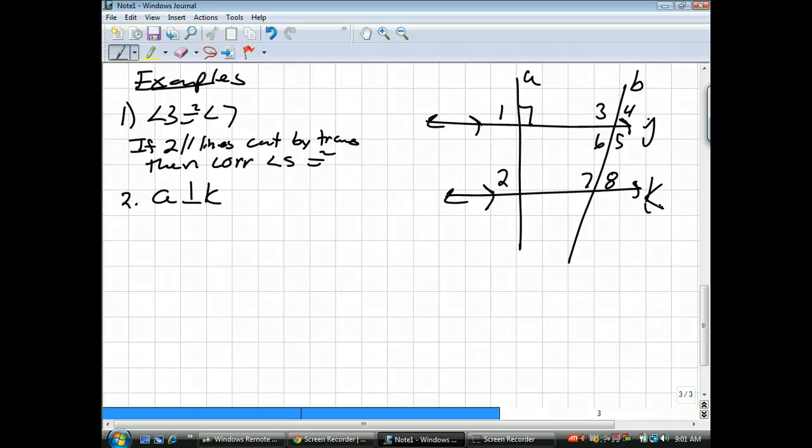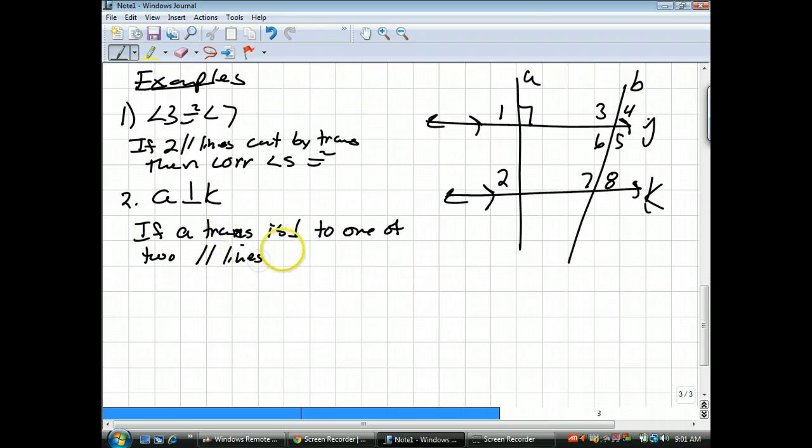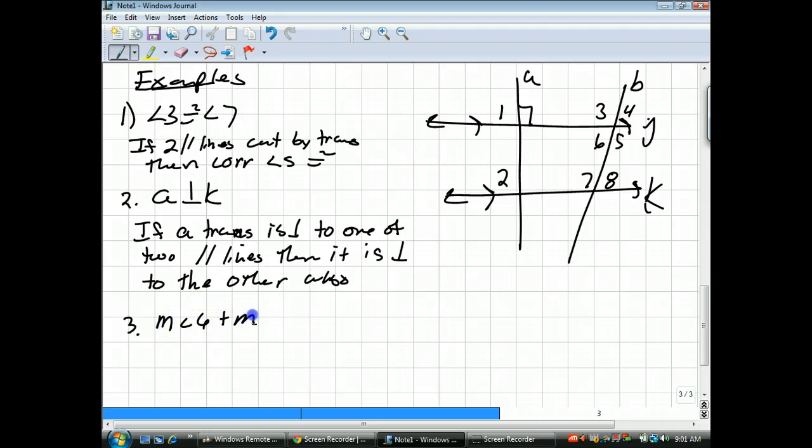Because of the theorem, if a transversal is perpendicular to one of two parallel lines, then it is perpendicular to the other also. Okay? Number 3, how do we know that measure of angle 6 plus measure of angle 7 equals 180 degrees?